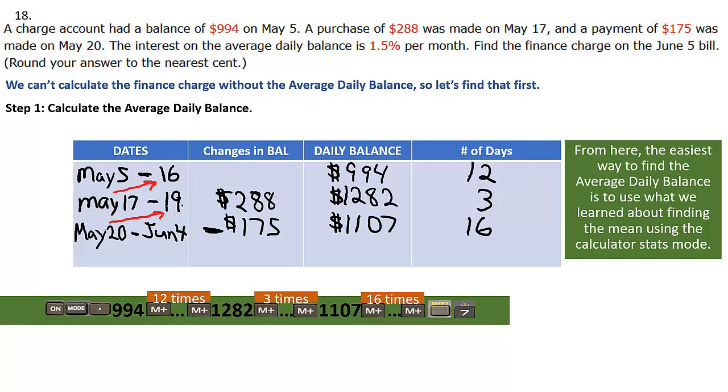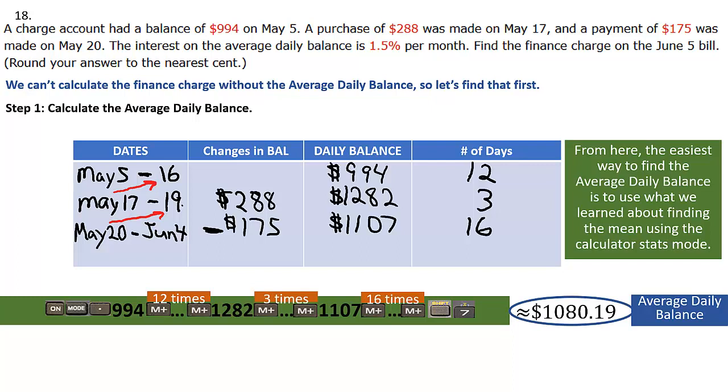Then you go to the 1107. It was valid for 16 days. So you have to press M plus 16 times. When you get all those numbers in, you press Shift 7, and that gives you $1,080.19. That's the average daily balance.